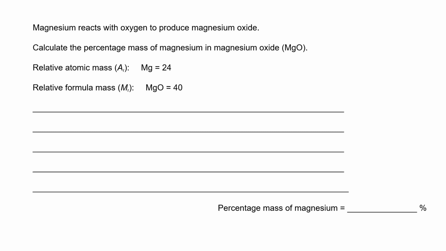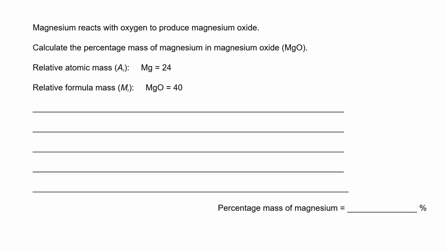Hello everyone, this video covers a couple of the basic calculations and types of questions you may get on the chemistry exam. This first question covers two concepts you need to know. First of all, how to identify the relative atomic masses and relative formula masses, and secondly, how to calculate the percentage mass of an element in a compound.